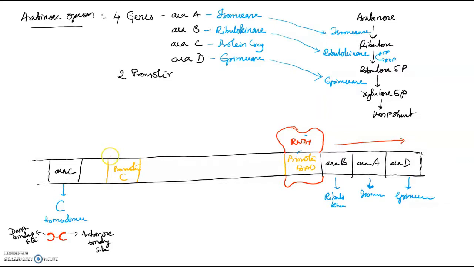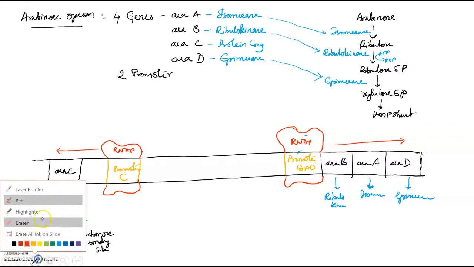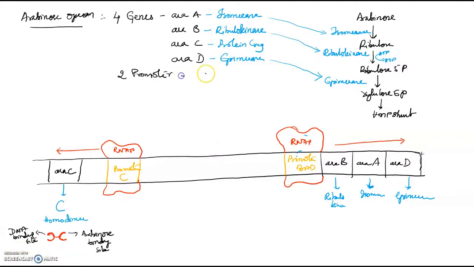For promoter C, RNA polymerase will bind here, and it will transcribe mRNA for protein C. So two promoters are there. One promoter is for PBAD, that is for these three enzymes, and the other promoter is for protein C.